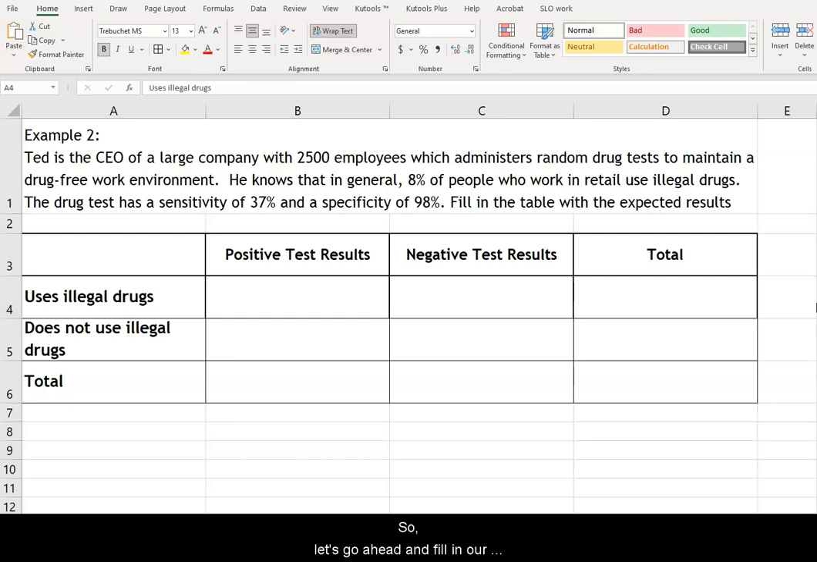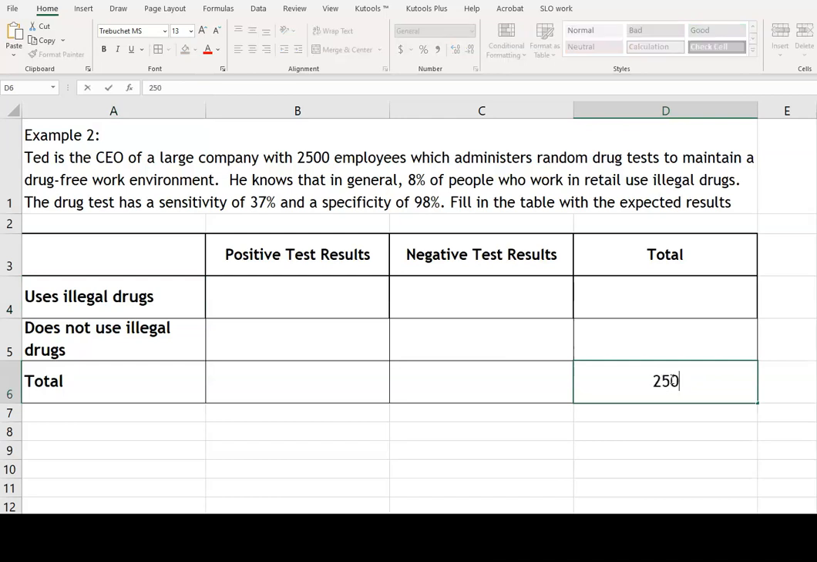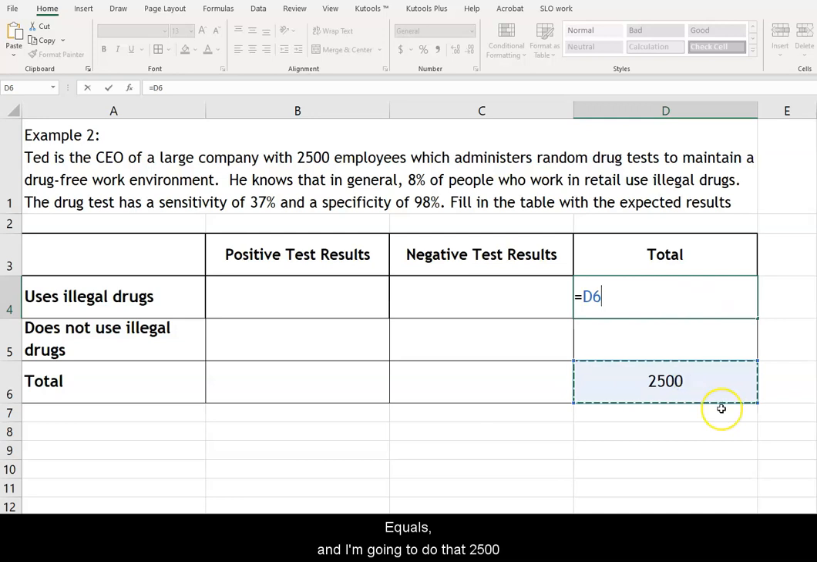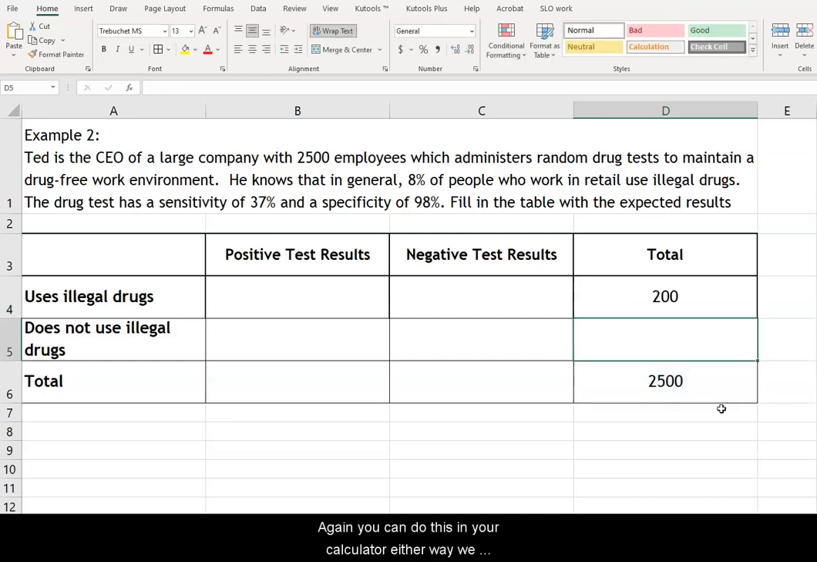So let's go ahead and fill in our easiest number to fill in, our total. So our total of all our people, 2,500 people. Okay. So we know, or he knows, that 8% of the people are using drugs. So that's going to help us fill in that column in our total column. So I'm going to go up here to the top where it has uses drugs and the total. I'm going to do equals, and I'm going to do that 2,500 times 8%. Again, you can do this in your calculator. Either way, we should get 200.